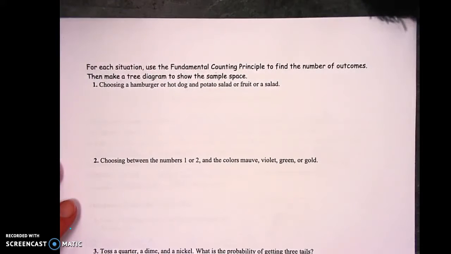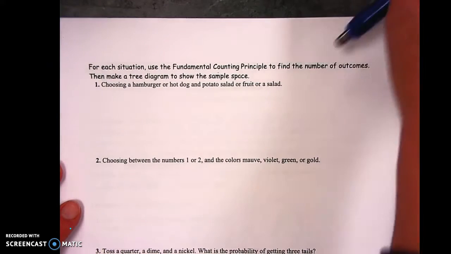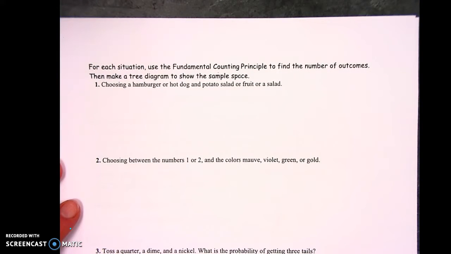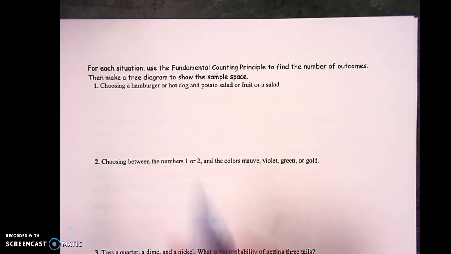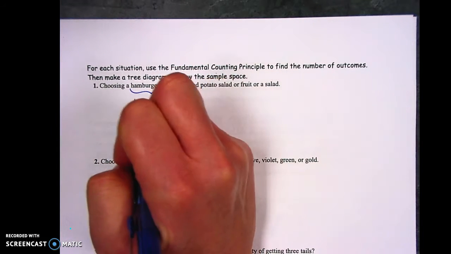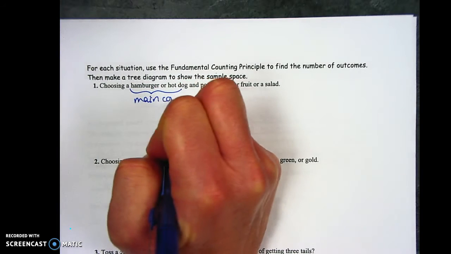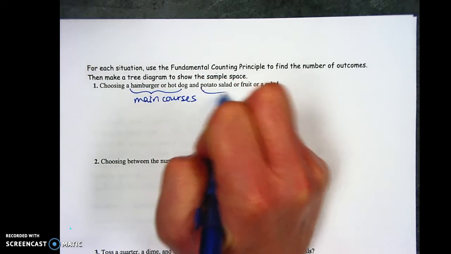For each situation, use the fundamental counting principle to find the number of outcomes, then make a tree diagram to show the sample space. So in the first situation, choosing a hamburger or a hot dog and potato salad or fruit or a salad. So we're going on a picnic. It looks like these are our main courses. And then we get to pick one of these sides.